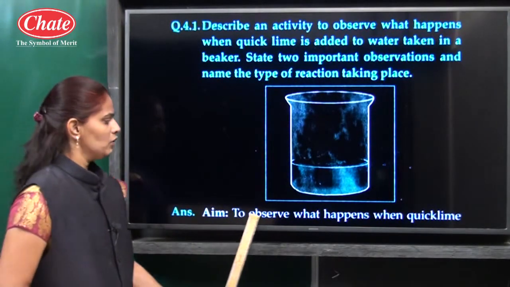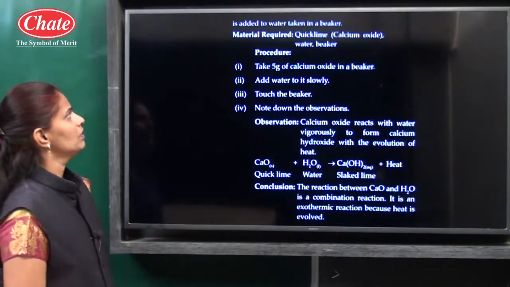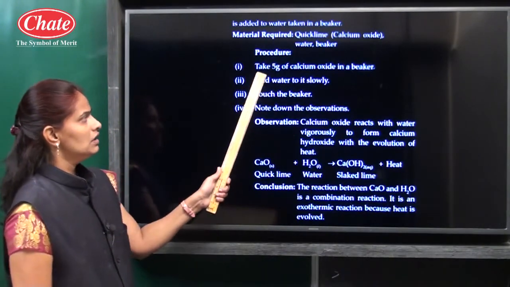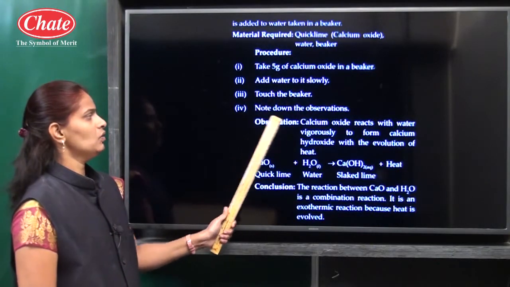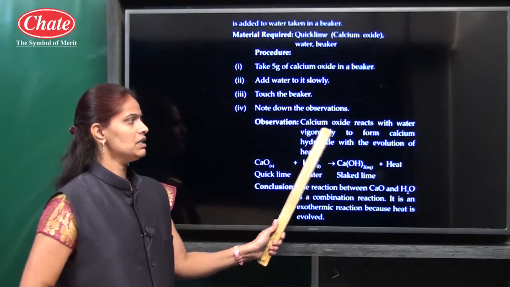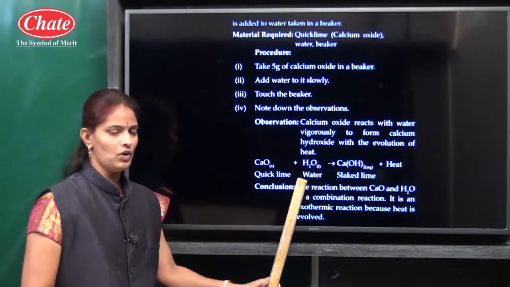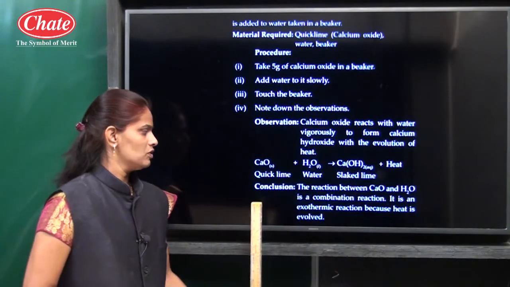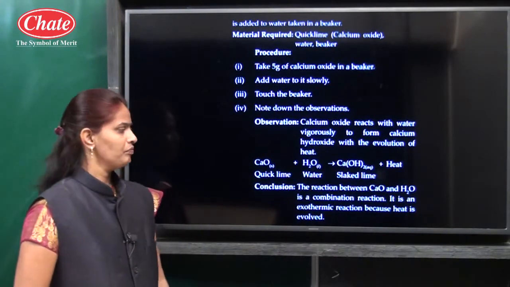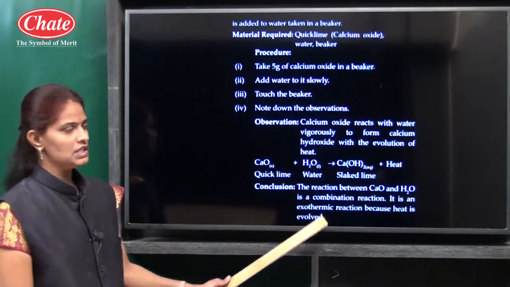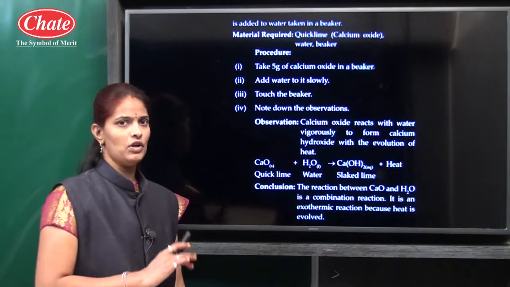So activity A, to observe what happens when quicklime is added to water. Then the procedure: take 5 grams of calcium oxide in a beaker, add water, slowly touch the beaker, and note down the observation. Observation: calcium oxide reacts with water. We know calcium oxide, meaning quicklime, reacts with water and we get slaked lime. So the conclusion: the reaction between calcium oxide and water is a combination reaction. It is an exothermic reaction because heat is evolved here. So this is a simple activity. They ask for 3 marks also.